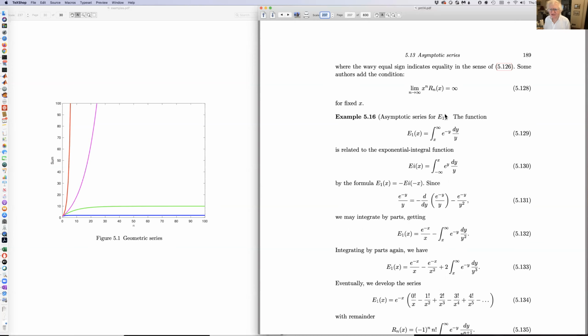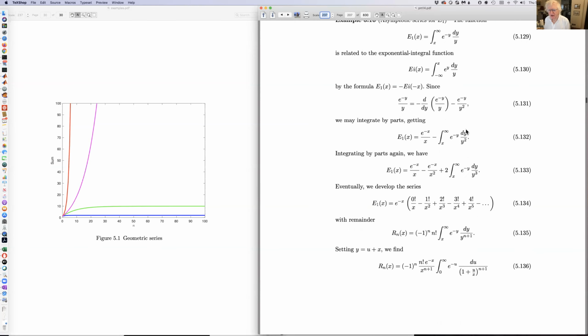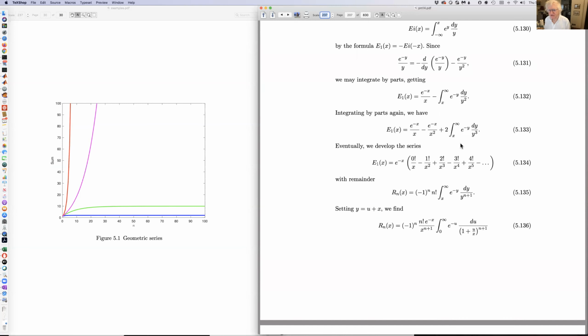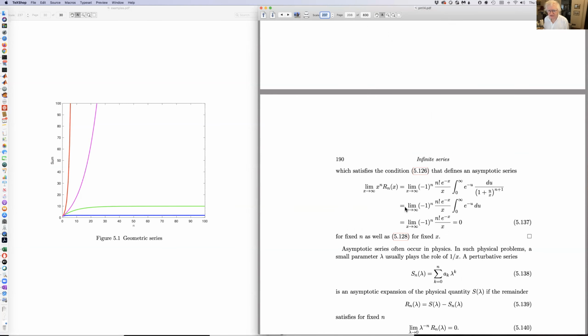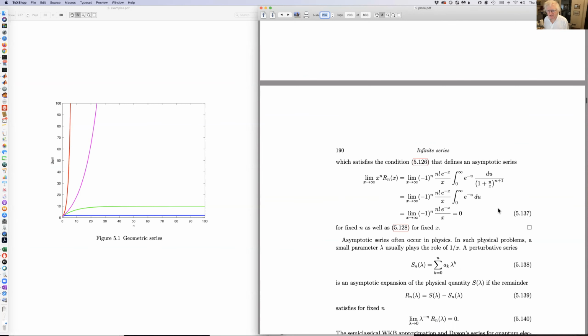An example is a function called e sub 1, and it's defined this way. You can then get an inverse power series expansion of it. Power series in 1 over x looks like this. And you then find that indeed it is an asymptotic series.